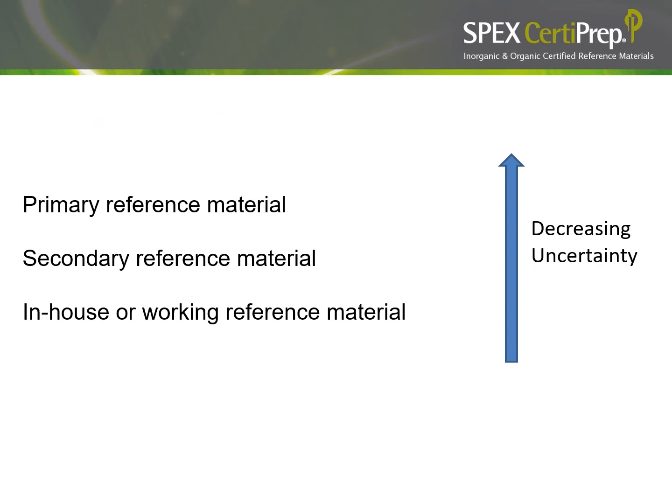So now primary reference material, secondary reference material, in-house or working reference material. In-house is basically prepared in the laboratory. So basically, by going up, we can decrease the uncertainty. That means we can decrease the percentage of error. Because primary reference material will be more pure compared to the secondary, and of course in-house, we can introduce some error during the preparation of in-house reference material.